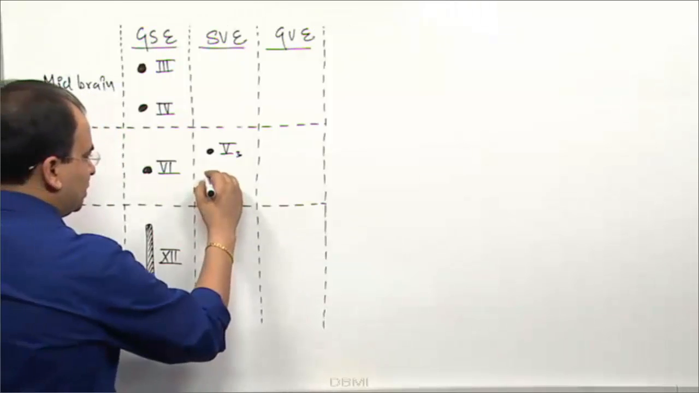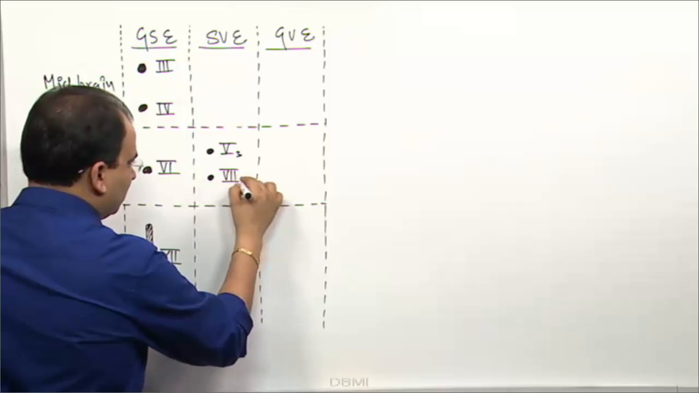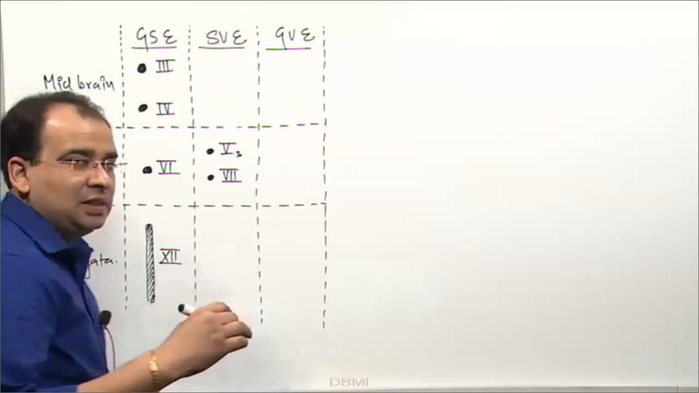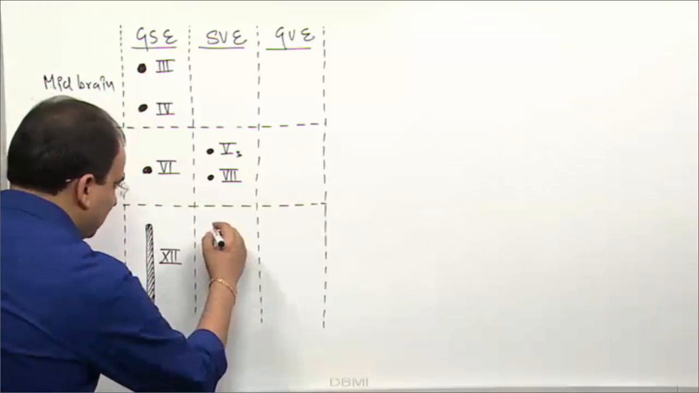And same thing with the facial nerve. Facial is also a mixed nerve, so it is the motor nucleus of the facial nerve. Both are present in the pons, mandibular and facial nucleus. What was the nerve for the next arch? The nerve for the next arch was the 9th nerve, and then we have the 10th nerve.